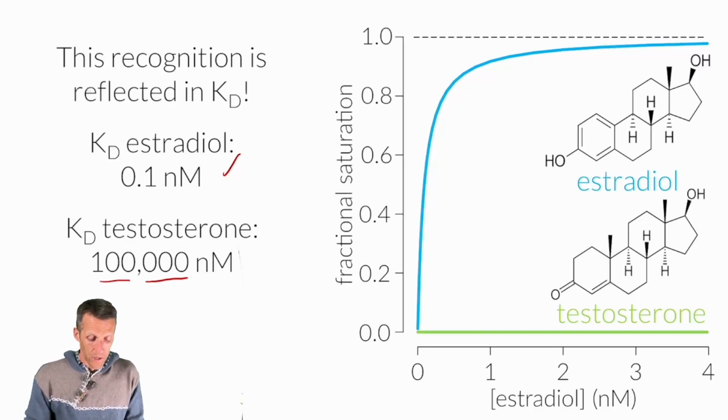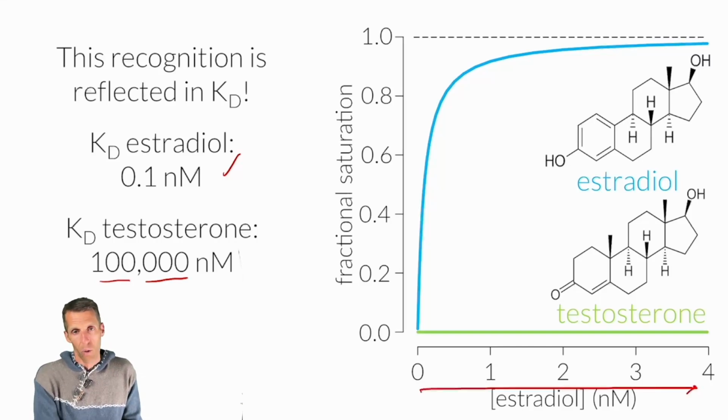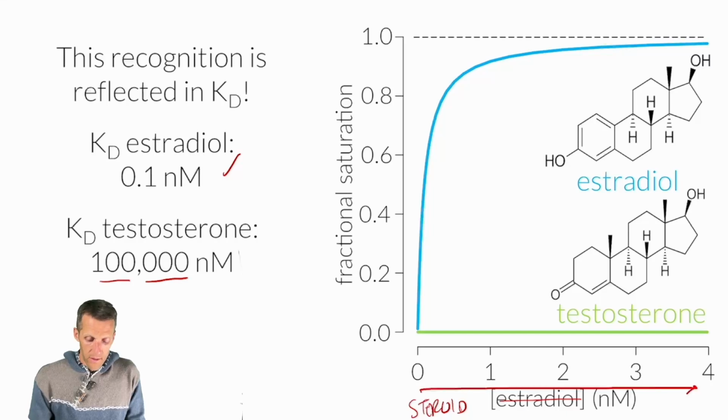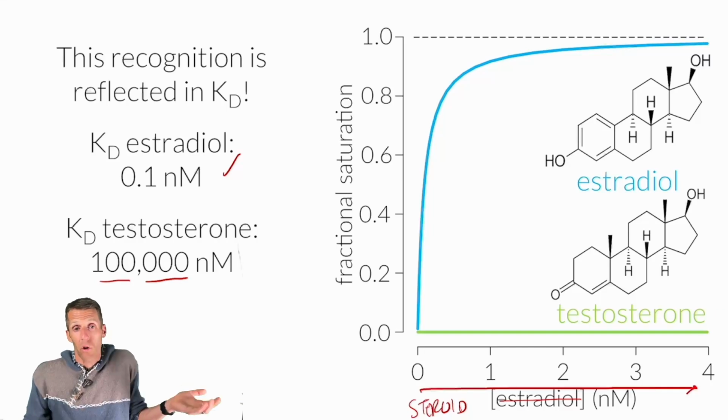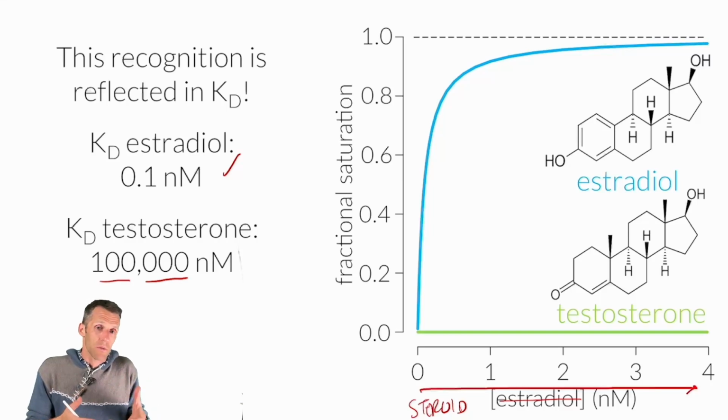And in fact, if you look at the binding curve here, at these concentrations, up to 4 nanomolar of, I guess this should just be steroid now. At 4 nanomolar estradiol, it's fully loaded. At 4 nanomolar testosterone, it hasn't bound at all. Nothing has bound because the KD is so high. So the difference in the KD for these two things tells you that it has a high affinity for estradiol. It has a very low affinity for testosterone.